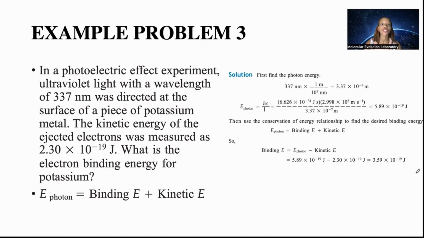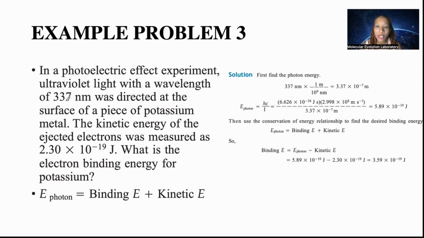In a photoelectric experiment, UV light with a wavelength of 337 nanometers was directed at the surface of a piece of potassium metal. The kinetic energy of the ejected electron was measured as 2.3 times 10 to the minus 19 joules. What is the electron binding energy for potassium? So the energy of the photon is the binding energy plus the kinetic energy. So first you'll have to find the photon energy, which we've done before.